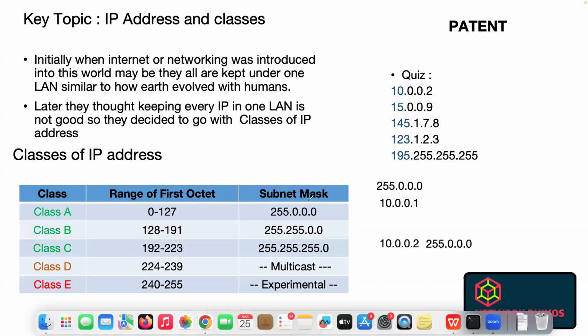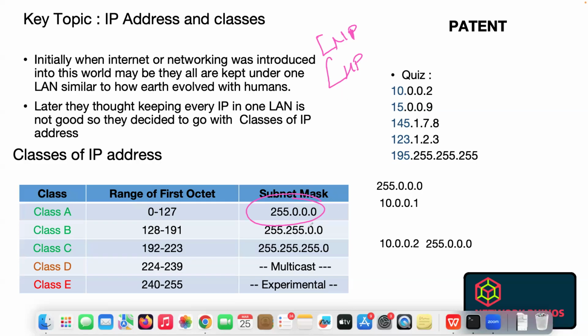Now we'll understand something called subnet mask. Why do we use subnet mask? In a given IP address, there are two things that are hidden. One is called the network portion, and the second is called the host portion. To find out the network portion and host portion, we use subnet mask.